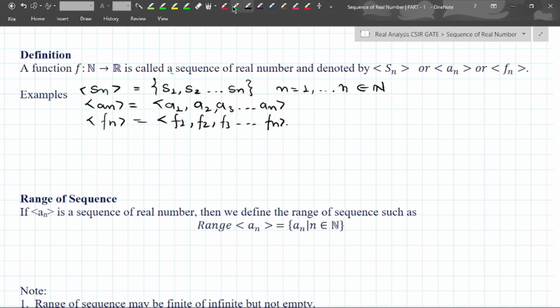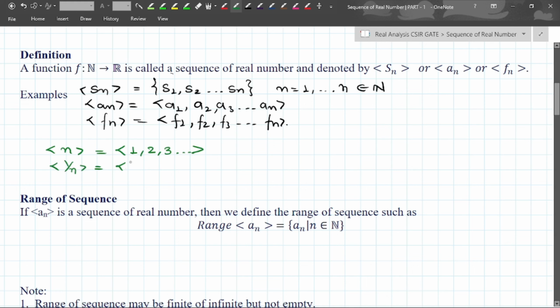Now the examples of sequences. Any kind of sequence we can take. For example, n. It starts from 1: n equals 1, then n equals 2, then n equals 3. It will go up to infinity, because it is mapping to R. Similarly, 1 by n: it is 1 by 1, 1 by 2, then 1 by 3, and goes on up to 1 by infinity.